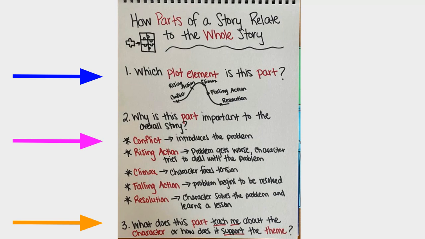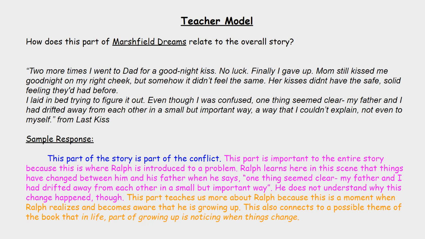And lastly, what does this part in this book teach me about the character? And how does it support the theme in this book? So, the third one is really taking it a step further and really thinking about the book that you're reading. Okay, so I tried to color code it just so you could see the three different parts.